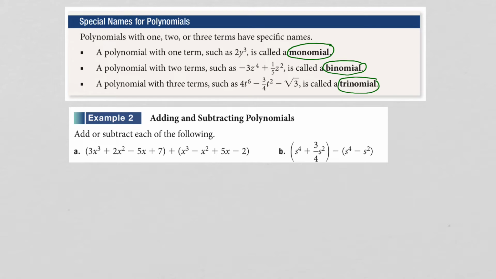If a polynomial has four or more terms, we don't have a special name for it. We would just simply say that we have a 4-term polynomial or a 5-term polynomial, etc.